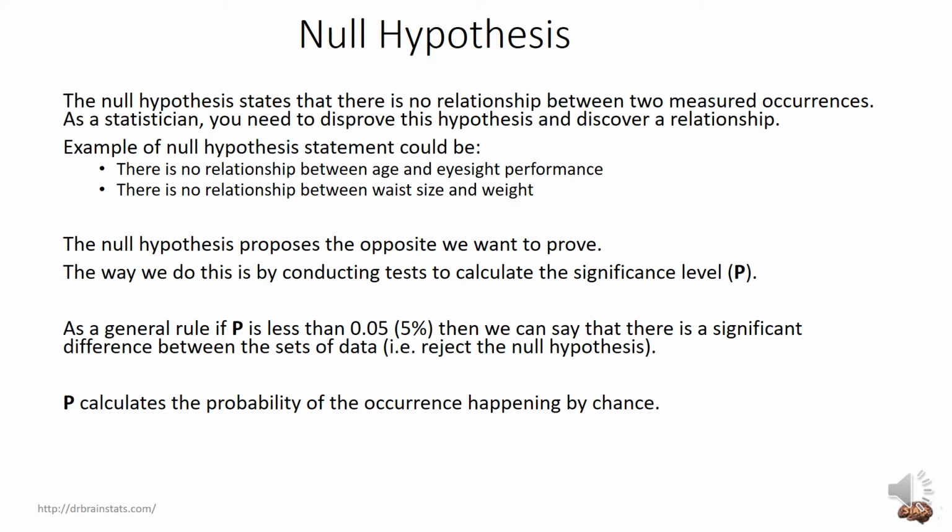The way we do this is by conducting tests to calculate the significance level, or P. As a general rule, if P is less than 0.05, which represents 5%, then we can say that there is a significant difference between the sets of data, and we can therefore reject the null hypothesis. P calculates the probability of the occurrence happening by chance.